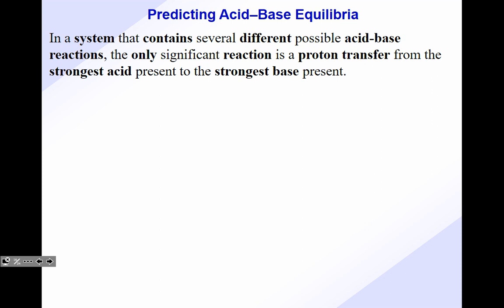Think about what is donating and what is accepting in terms of proton movement or proton transfer. Do that, and then you'll be able to predict your products. Your products then are going to be the conjugate acid and conjugate base, and then you're going to have your conjugate acid and conjugate base pairs.